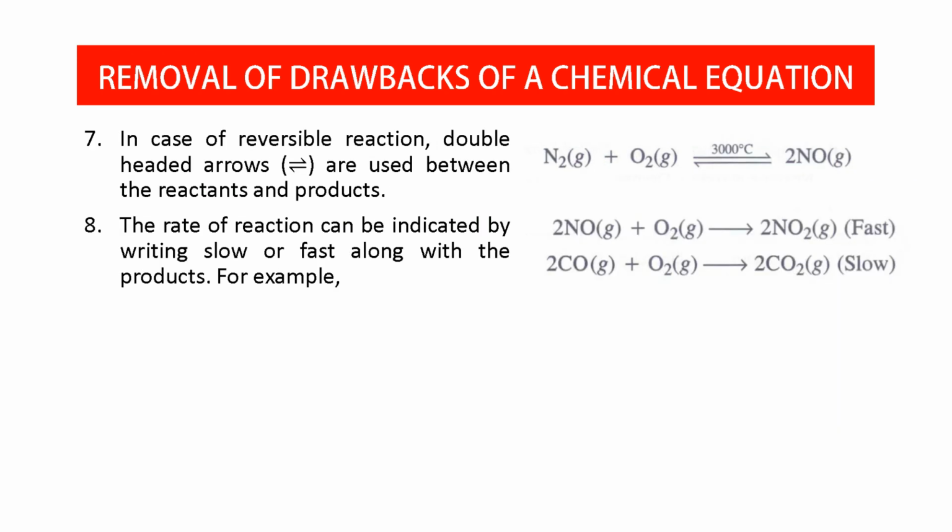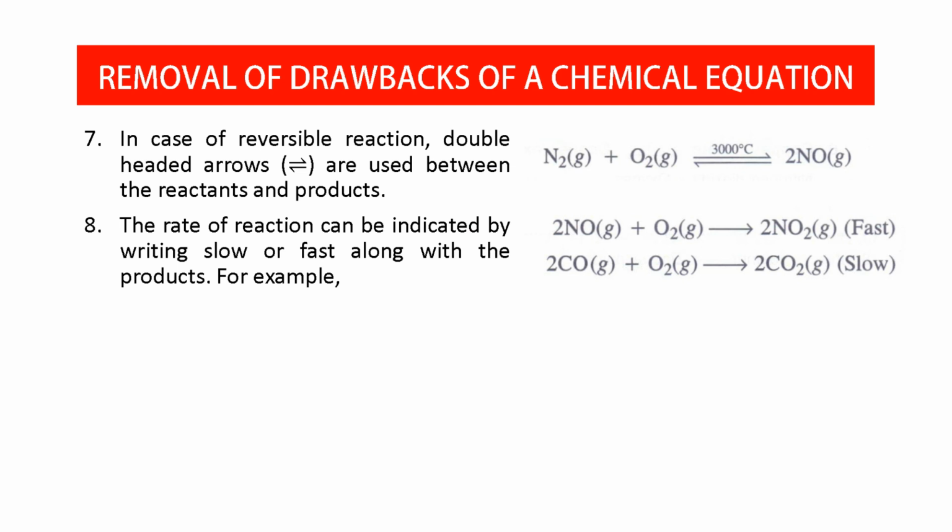Then the next thing is reversible or irreversible reactions. How do we come to know that a reaction is reversible or irreversible? In a chemical reaction, if there are two double-headed arrows, this shows that the reaction is reversible. Like in this example, nitrogen plus oxygen, then nitrogen oxide will form, and this is a reversible reaction. Why? Because there are two double-headed arrows. This shows that this is a reversible reaction.